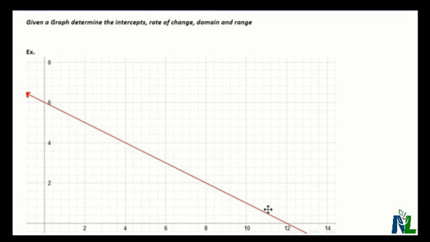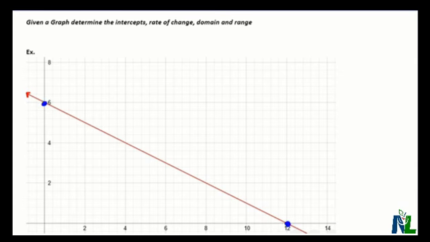Given a graph, we're going to determine the intercepts, rate of change, and domain and range. To determine the intercepts, we are looking for where our graph is crossing our vertical and our horizontal axis. So we go to our vertical axis and see that our line crosses the vertical axis at 6. Horizontally, it crosses our axis at 12.